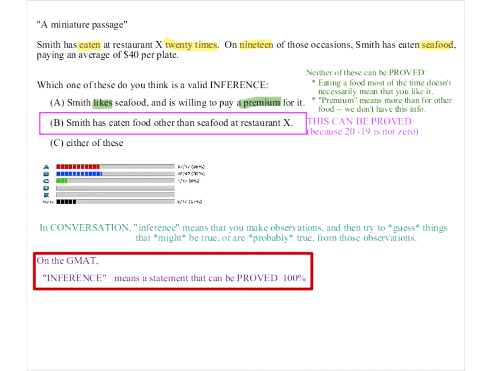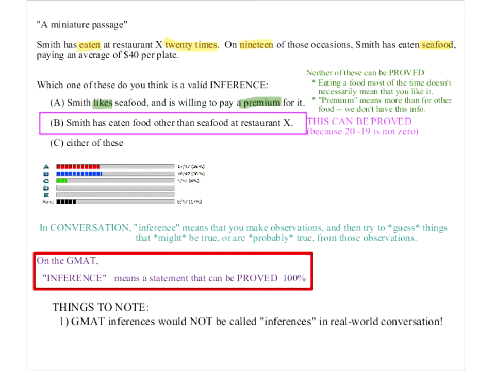So some things to note, and it's really, really important about this. The first thing is that GMAT inferences would not be called inferences in real-world conversation. The second thing to note is that real-world inferences would not be recognized as valid on the GMAT. So it really kills the real-world brain in a couple of ways here.